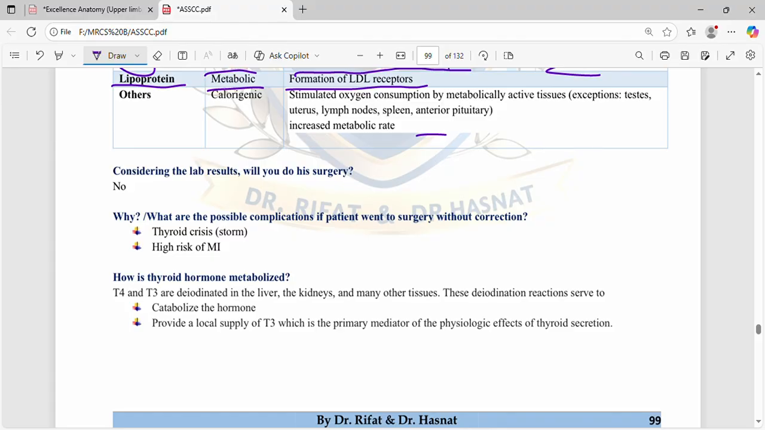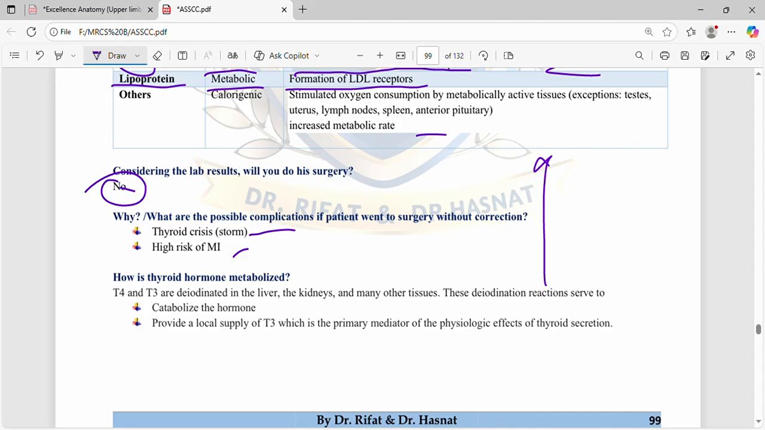So considering the lab results, will you do his surgery? No, because he is in hyperthyroid state. Why? What are the possible complications if a patient went to surgery without correction? So there can be thyroid storm, thyrotoxic crisis, and high risk of MI because the heart will beat more. So whenever there is tachycardia, like very high rate, it can lead to MI.